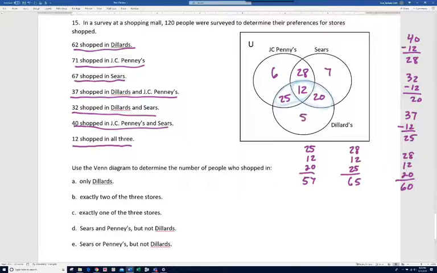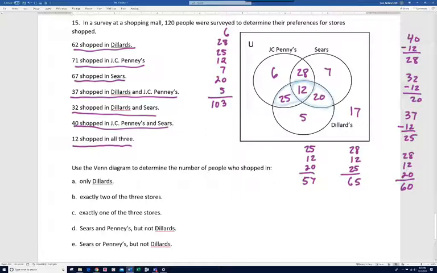Now don't forget, there's one more region we need to find. That's outside the circles. And if we add up everybody in the JCPenney circle, the 6, 28, 25, and 12, and then we also need the 7, 20, and 5 outside the JCPenney circle, in the other 2 circles, we already have represented 103 people. Now that means since there's 120 total, if we subtract, there's 17 who basically don't prefer any of these three stores. So 17 outside the 3 circles.